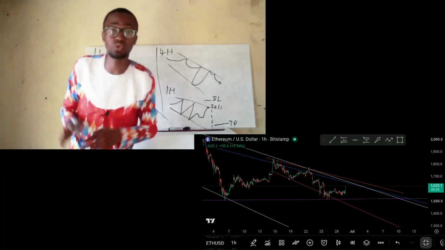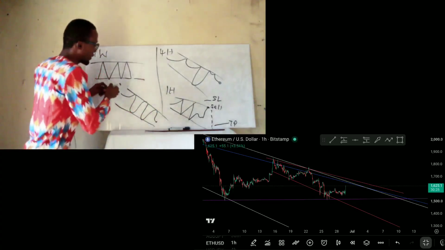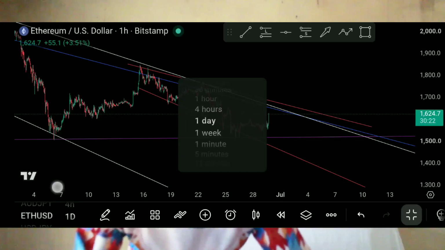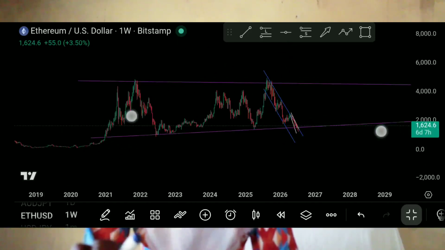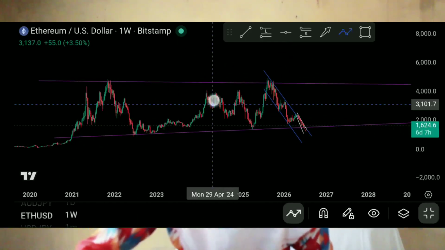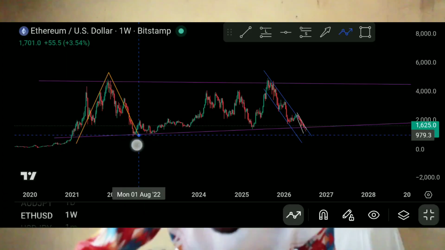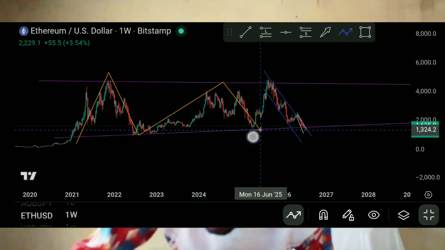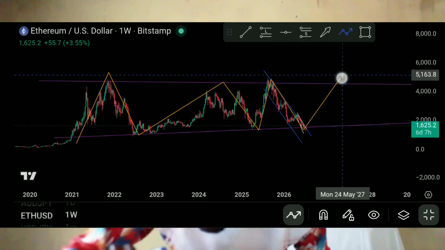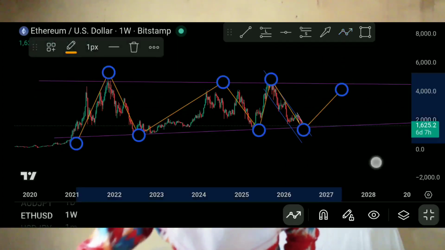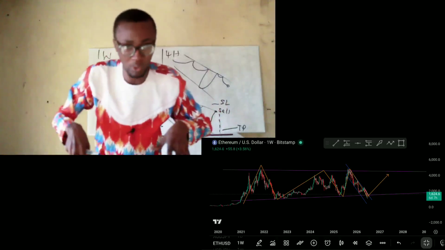So the best idea is don't even sell. Since the weekly time frame, let's come back to the weekly time frame. Look at the weekly time frame now. Let me show you something. This thing went up, it came down. Now it went up, now it came down. Now it went up, now it came down. What's going to happen? It's going to start going up. So at this particular point, selling was a good idea.